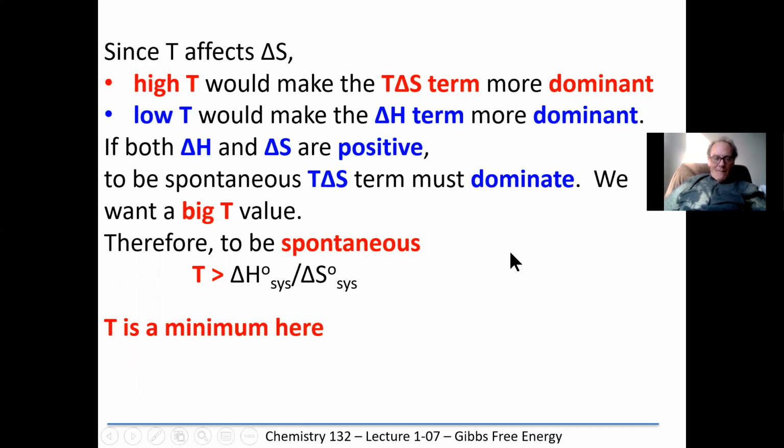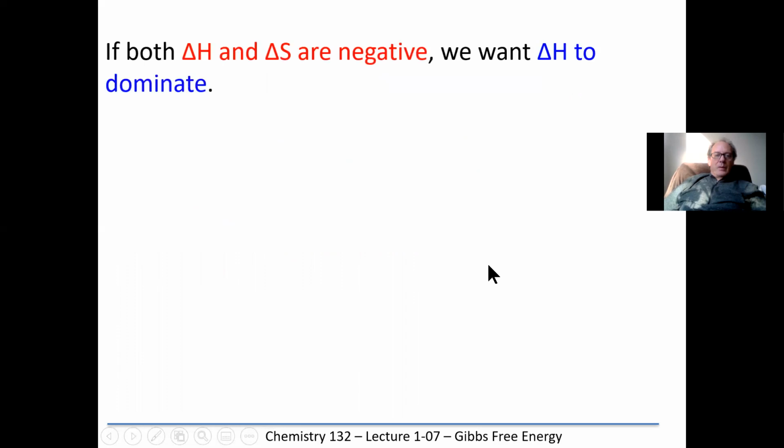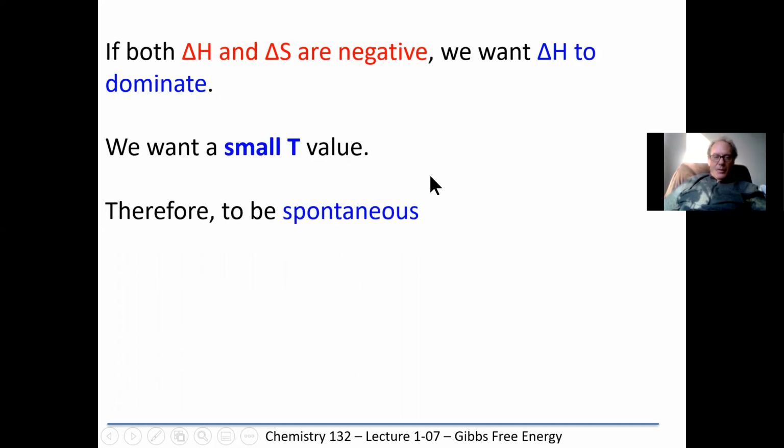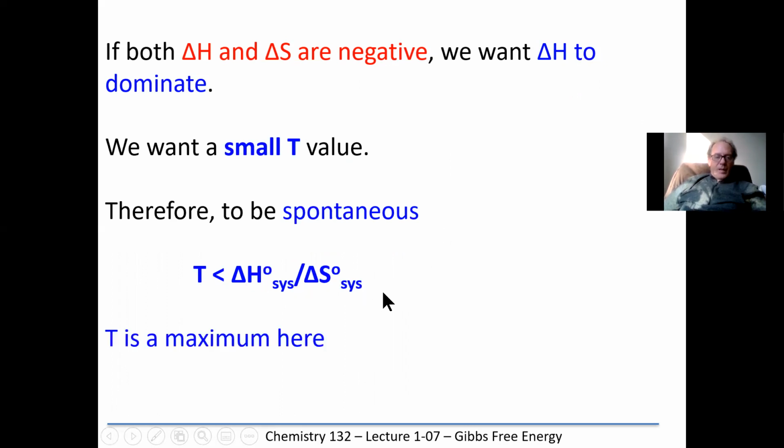Temperature is a minimum here. If both delta H and delta S are negative, we want delta H to dominate. We want a small temperature value. So to be spontaneous, the temperature must be less than delta H of the system divided by delta S of the system. And if that's the case, we know temperature in this case is a maximum.